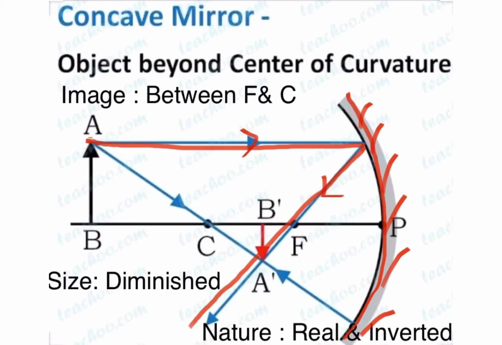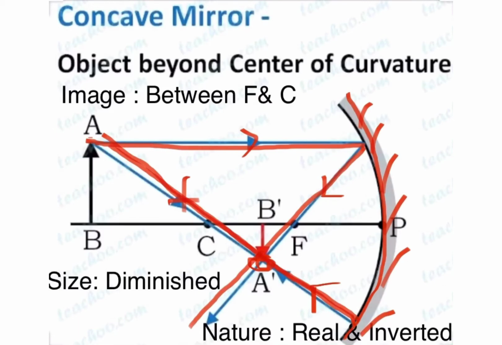Now we will consider the second ray from the same point A of the object. This is your second ray which is passing through the center of curvature C from point A of the object. Now this is your incident ray. Now we know that when a ray is passing through the center of curvature, it is reflected along the same path. So this is your reflected ray, and the direction of the reflected ray is this same path. Right? Now both these reflected rays are meeting here. Here you can see that they are meeting.